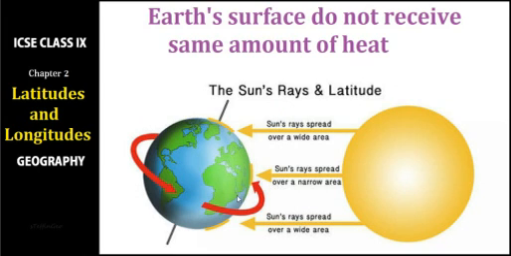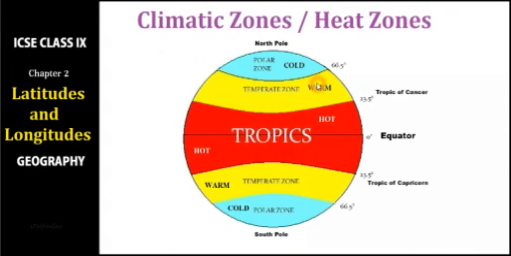So based on the distribution of heat, we have something called heat zones, or we can call them climatic zones. Here the boundaries between climatic zones are the main five parallels of latitudes which we have seen in the previous video. So we have three heat zones or climatic zones. This is the first one in the middle, given in red color. It is called the tropical region, tropics or torrid zone. The region located between the Tropic of Cancer and Tropic of Capricorn is called the tropical region. The temperature in this area is comparatively higher than the other two.